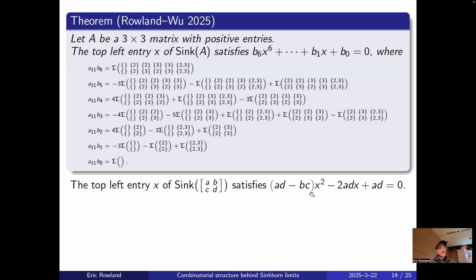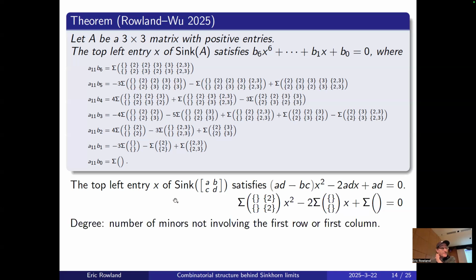So maybe we should also recast Nathanson's formula for 2x2 matrices, not as an explicit formula, but as a polynomial instead. And so this is what you get. And indeed, this can be written in the same way using these sums over equivalence classes of monomials involving minors that either involve the top left entry or don't. So this suggests that actually we have a pretty good idea about what these polynomial equations are going to look like for n by n matrices in general.